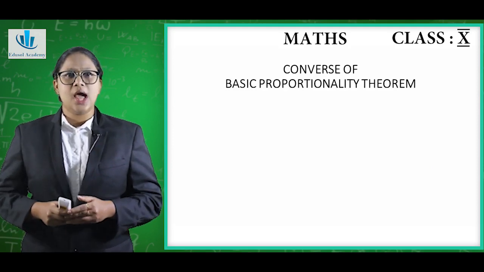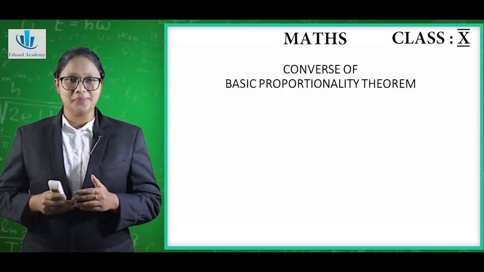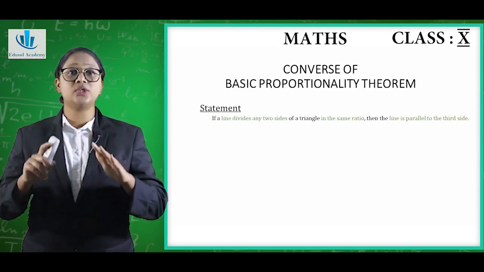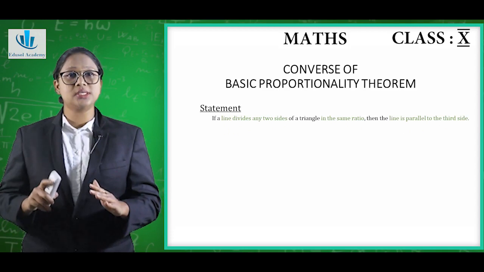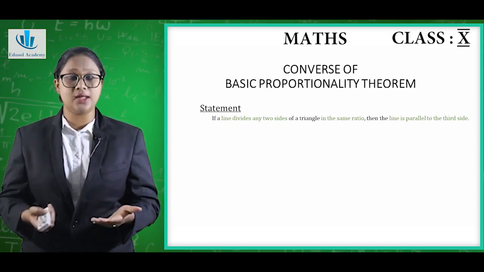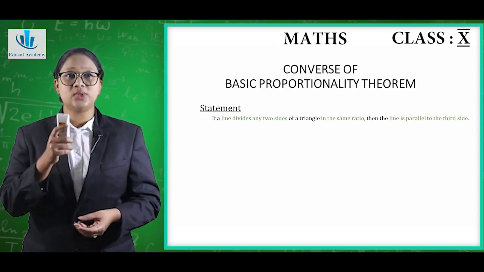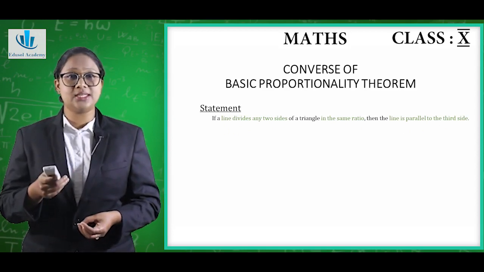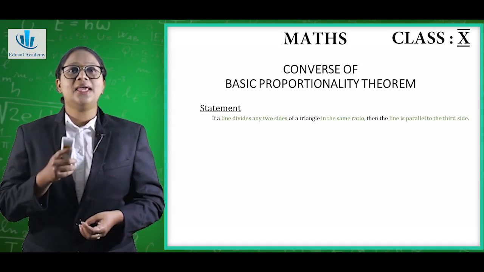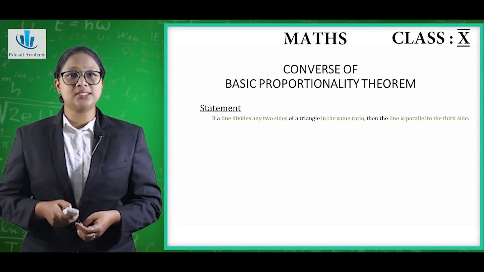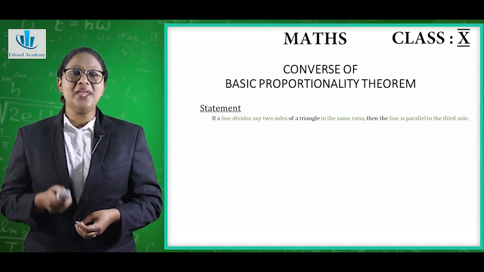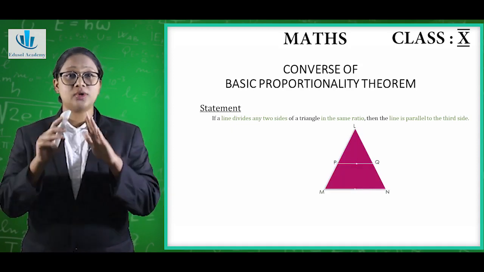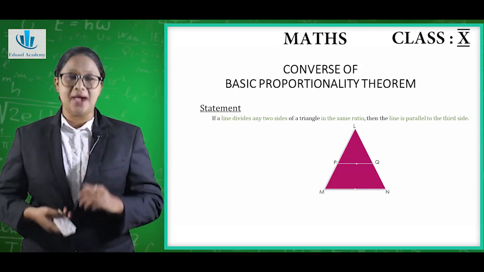Let's recollect. According to the basic proportionality theorem, if two lines are parallel in a triangle, then the ratios are the same. So the converse is literally the converse statement of basic proportionality. The converse of the basic proportionality theorem states that if a line divides any two sides of a triangle in the same ratio, then the line is parallel to the third side. That means if the ratios are the same, then the lines are parallel.